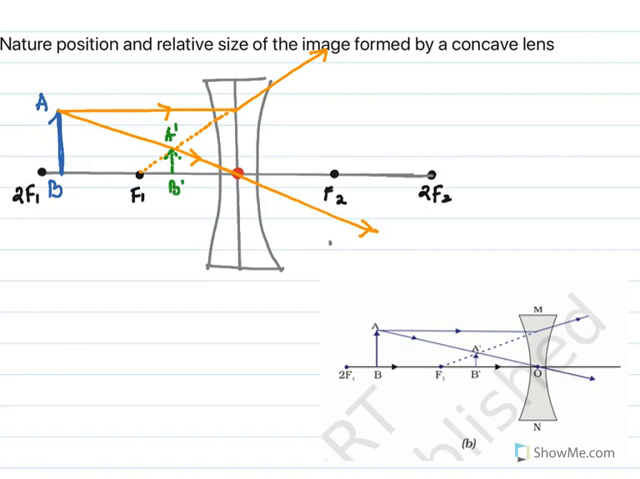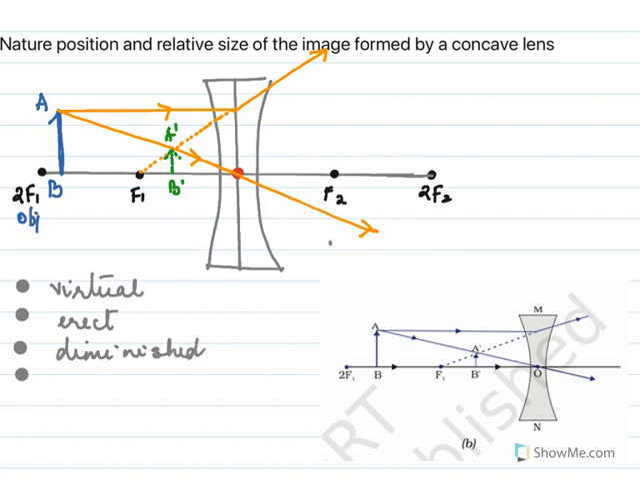So if I were to ask you what was the nature of the image, we'll say it was virtual, and virtual means erect, diminished. It's very easy to see that the image is diminished. Here is the object, the blue is the object, and the green is the image. And it is formed on the same side as the object.